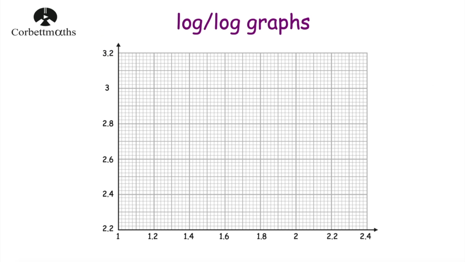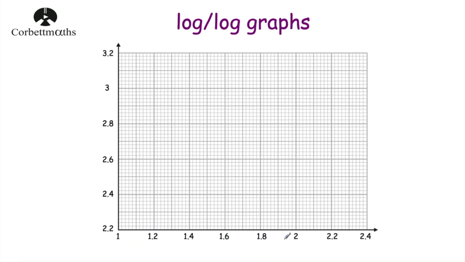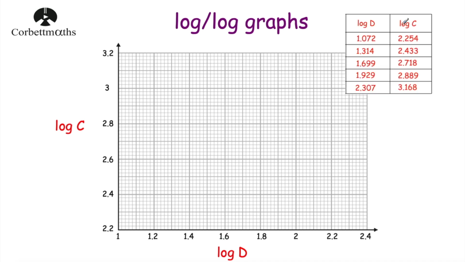So let's label them. Remember, we've got going across horizontally, log D. So let's write log D here. So log D going across horizontally, and the log of C, the log of the cost, going up vertically, log C. So we've got log D going across horizontally and log C going up vertically. Now we just need to plot our points. So let's get our table. So we've got log D and log C. And then here's our table, these are our points.